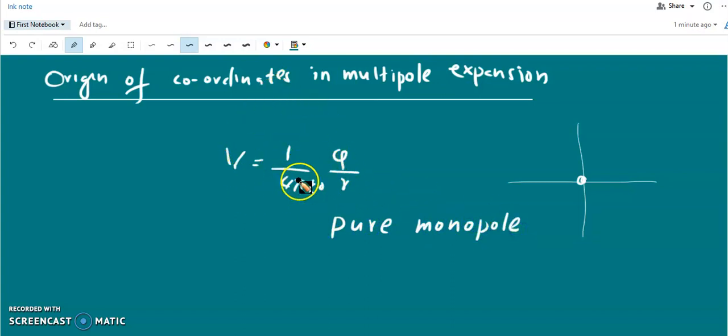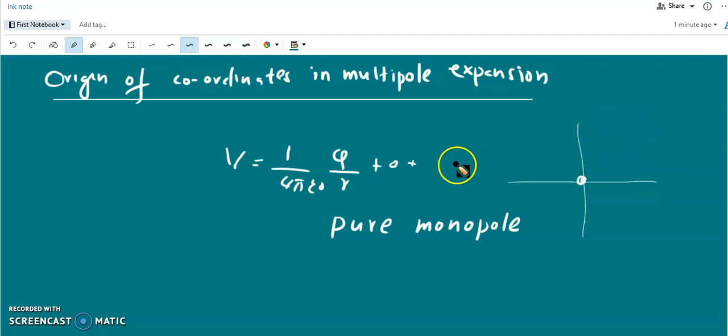So this is the exact potential. This is not the approximate potential. This is the exact potential of the point charge at the origin, and the higher order terms are 0 over here. So it's a pure monopole. And we know that for a pure dipole, we have the dipolar term only. The other terms are zeros.